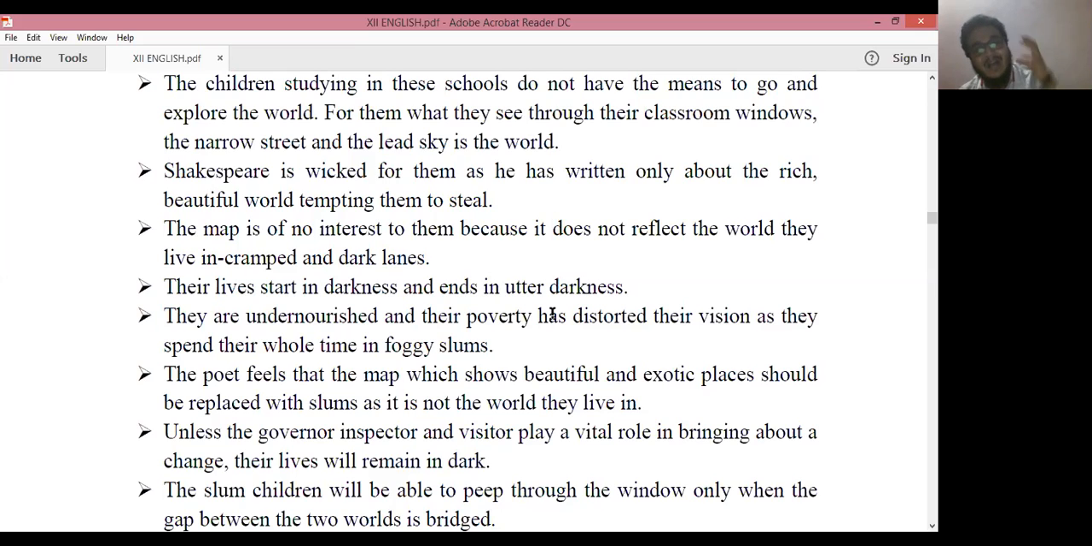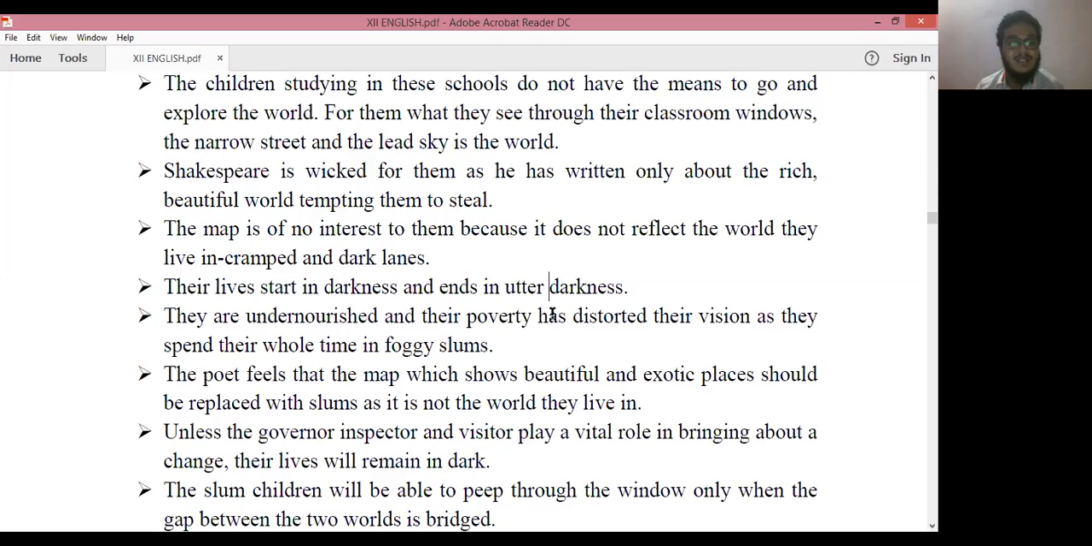They live in dark lanes, and they are shown bright lights, and their life remains in the same situation. They are not able to come up. So their life starts in darkness and ends in utter darkness. It means the darkness has no limit. It ends with the same condition.